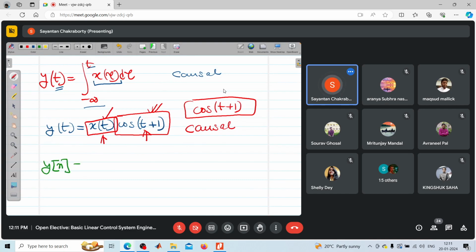What about this sequence? Causal, non-causal?